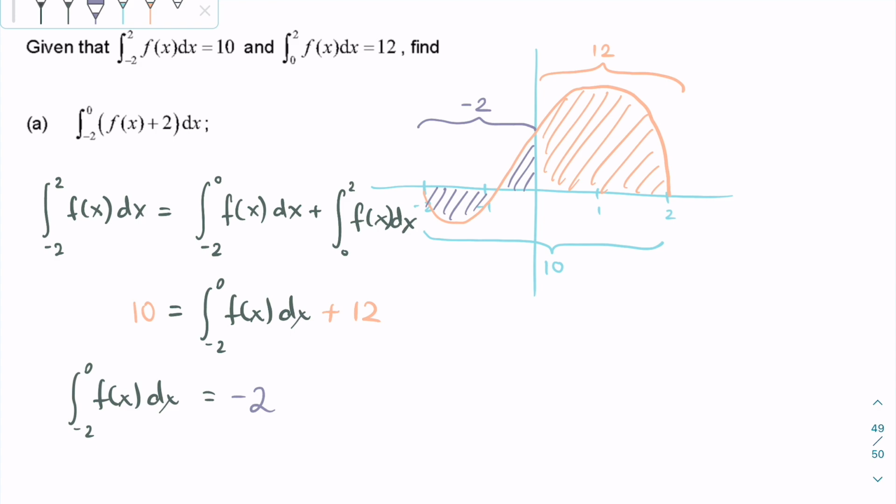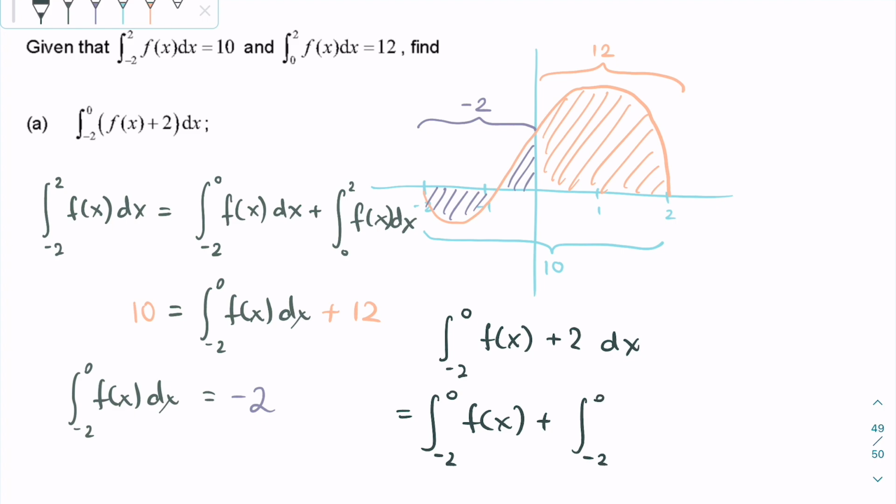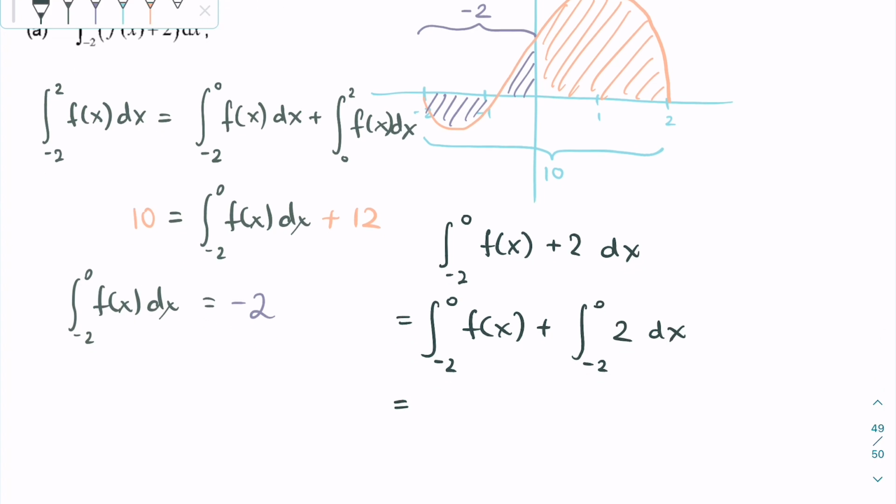Let's rewrite the integral that we were meant to find though. So the integral of f(x) + 2 from -2 to 0 can be split apart into two integrals. One, which is of f(x), and the other, which is of 2. We already know the value of the first integral, and that is -2.